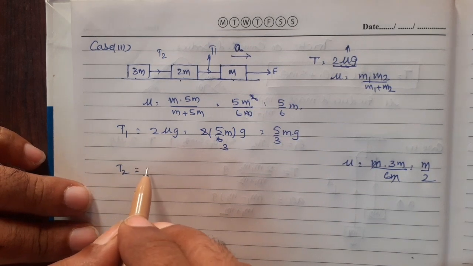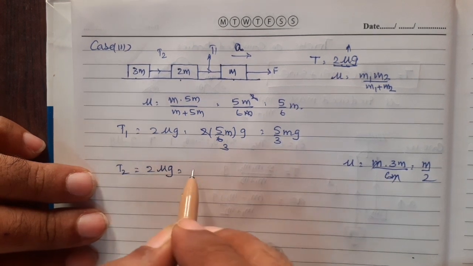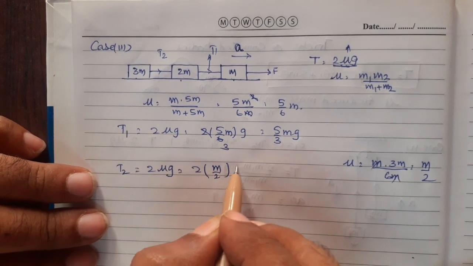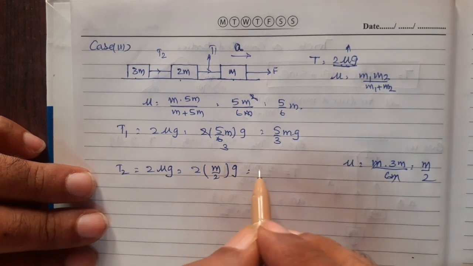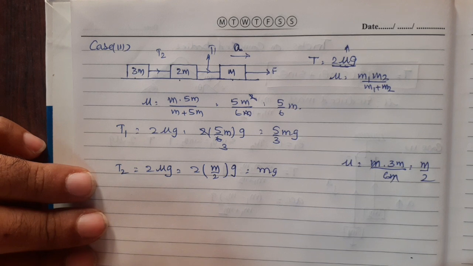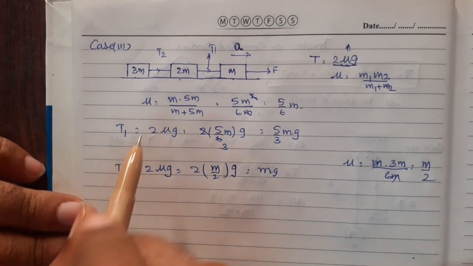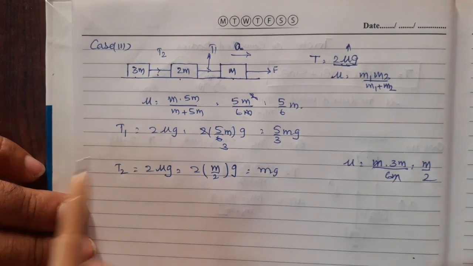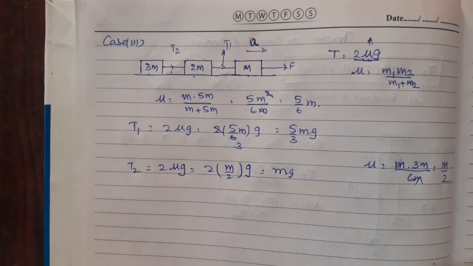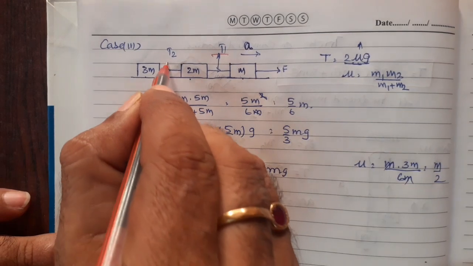Therefore, this T2 is equal to 2 mu g, which is 2 into m by 2 into g. Now this is equal to mg. This is the tension in this part of the string. So this is the tension in the first part of the string, and this is the tension in the second part of the string.